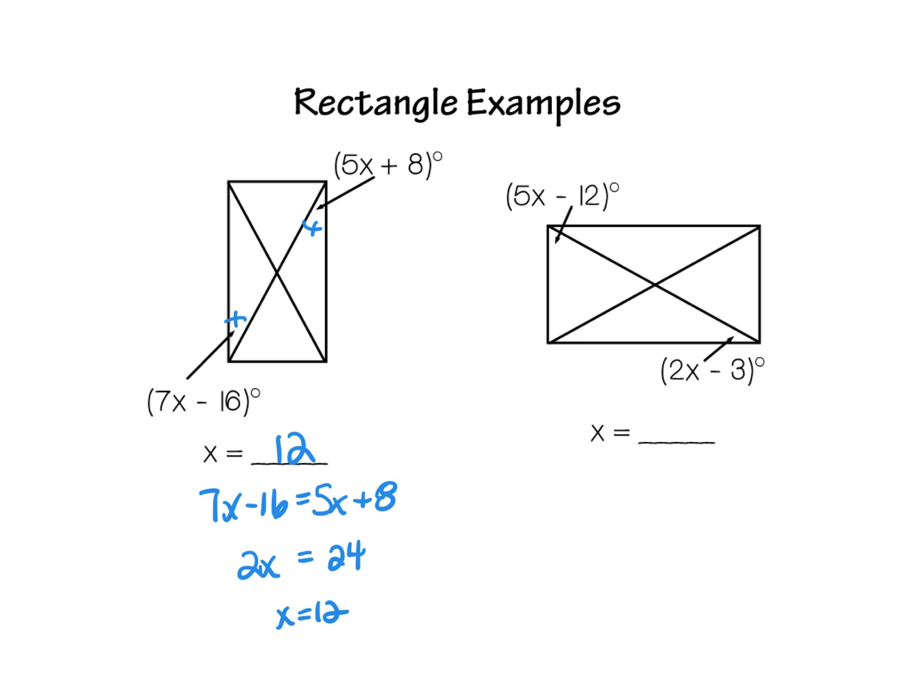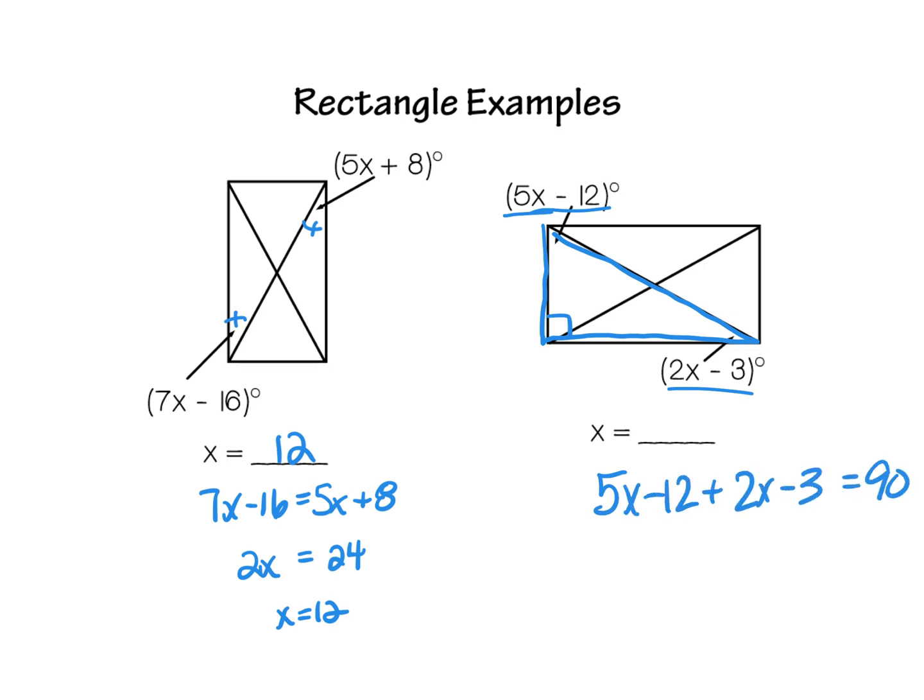Okay, for the next one here, keep in mind, you really got to focus on this triangle. It's a right triangle. So we know that this is a right angle, which means the two angles that I have expressions for have to be complementary. They have to add up to 90 degrees. So 5x minus 12 plus 2x minus 3 equals 90. So 7x minus 15 equals 90. Add 15 to both sides, you get 105. So 7x equals 105, divided by 7, and you get x equals 15.